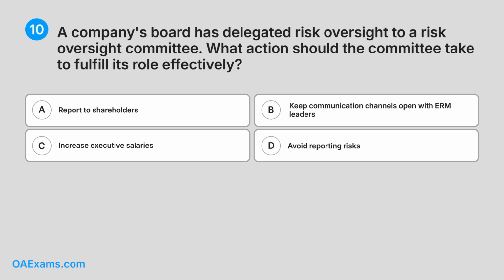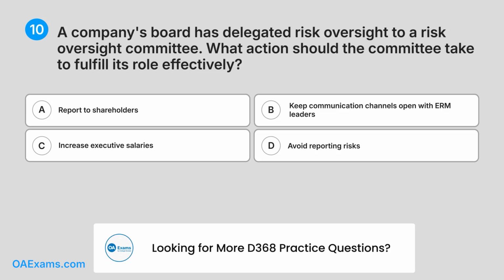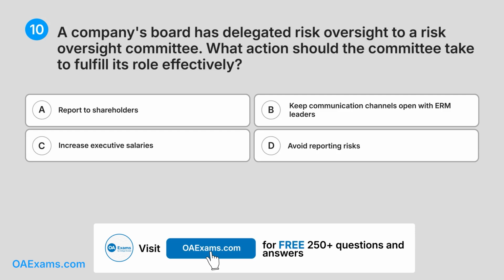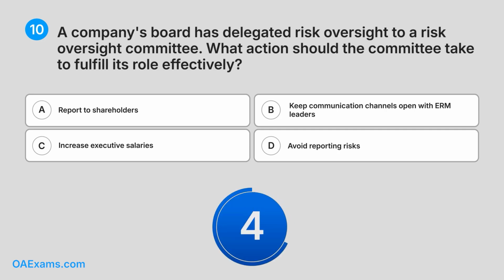10. A company's board has delegated risk oversight to a risk oversight committee. What action should the committee take to fulfill its role effectively? A. Report to shareholders. B. Keep communication channels open with leaders. C. Increase executive salaries. D. Avoid reporting risks. Can you guess the answer?